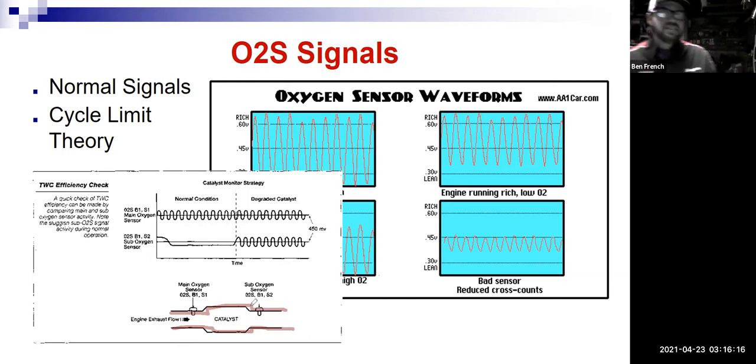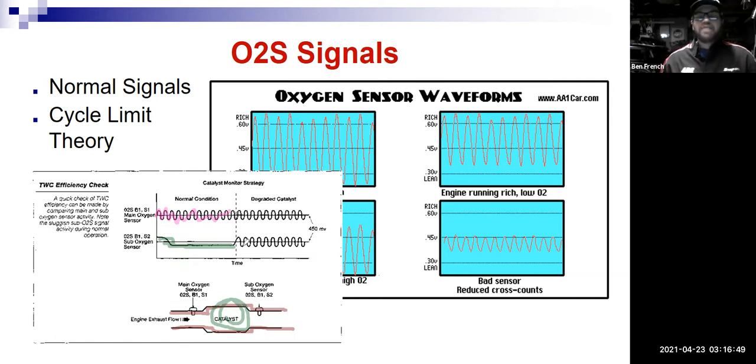But once everything's nice and hot, what should happen is the O2 sensor in front of the cat should be doing its thing. Rich, lean, rich, lean, rich, lean, just like we've talked about. The O2 sensor behind the catalytic converter, because the metals inside the catalytic converter have the ability to store oxygen and use that oxygen to burn up the exhaust emissions, should be relatively smooth and stable, especially if you're driving smooth and stable down the road.